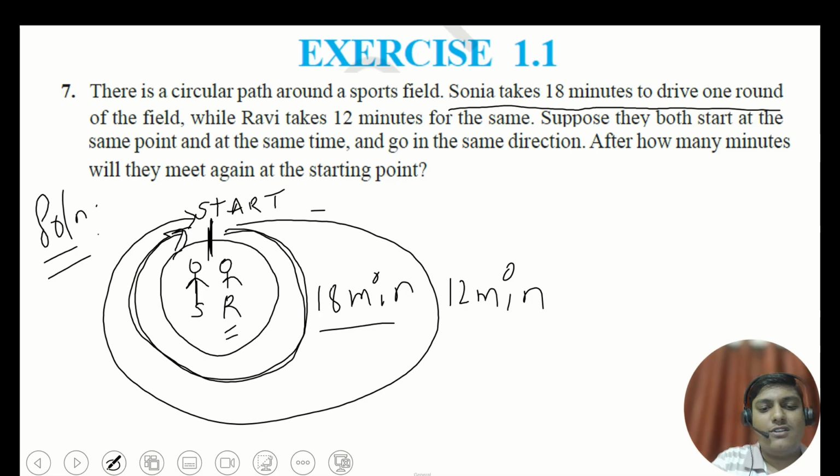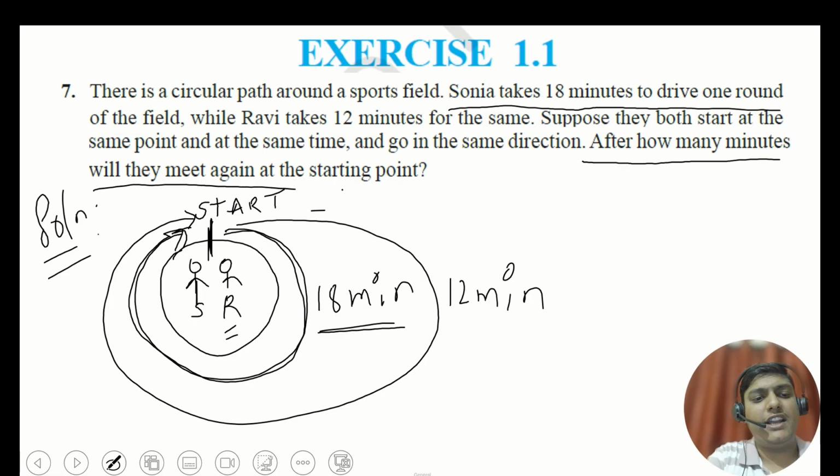Okay, so if I want to solve this, what is the question? Basically I have to answer after how many minutes they will meet again at the same starting point. Because Sonia is running slow and Ravi is running fast, they have to meet after some time, right? So that common time, after how much time they will meet, is the question.